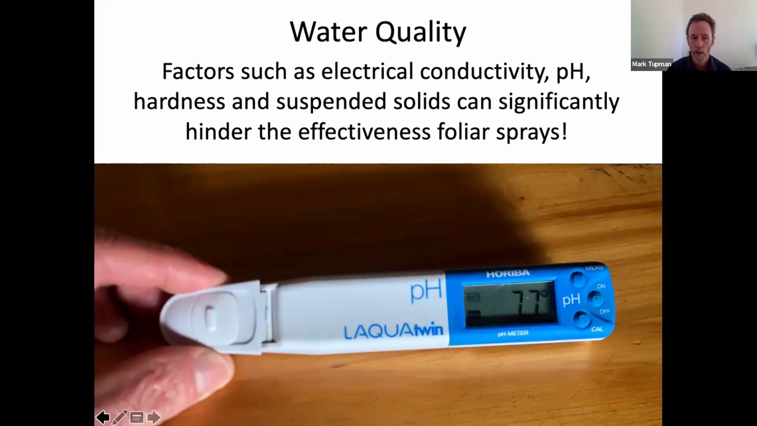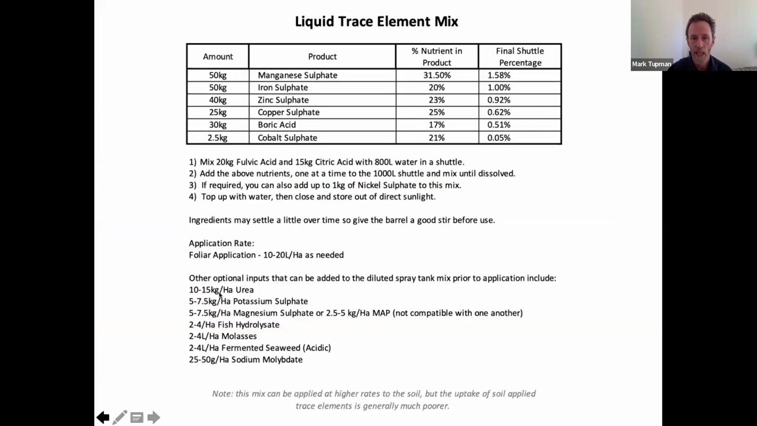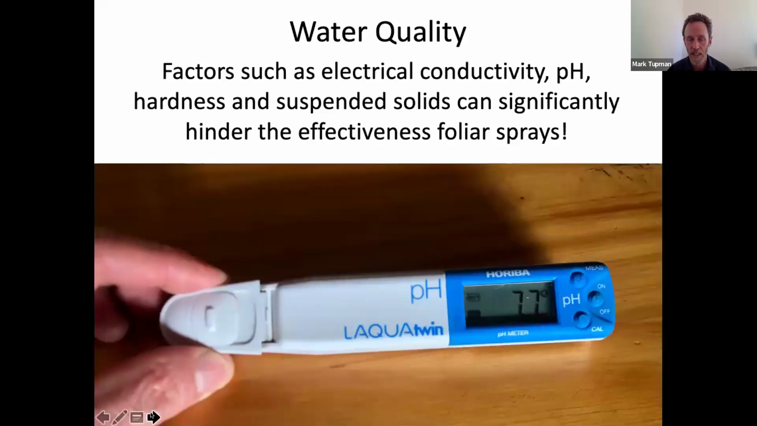What you'll notice in the recipe that I provided is that it's got fulvic acid and citric acid in the mix, which naturally take the pH of that mix down very low, so it stores well. But once you mix it with water, it also drops the tank mix pH, so it's automatically in the acidic range. And it's not a bad idea to do a final pH test on your tank mix just to see that it's in the ballpark of where you want it.